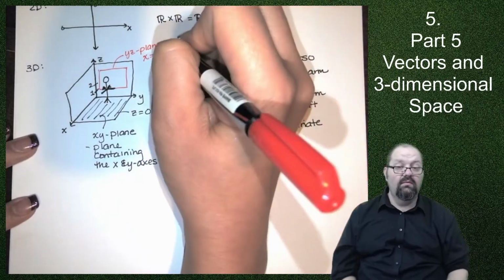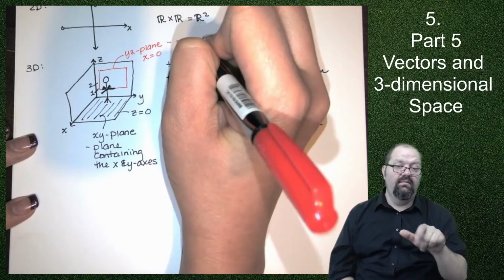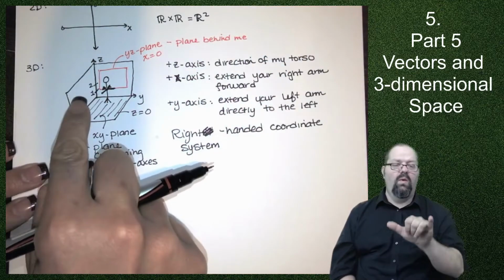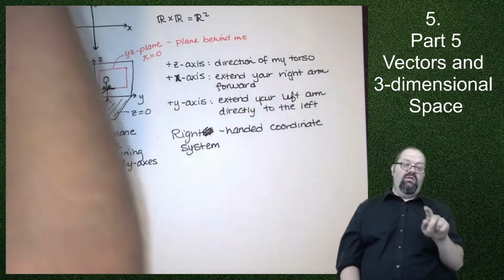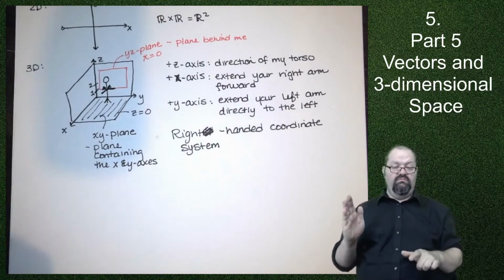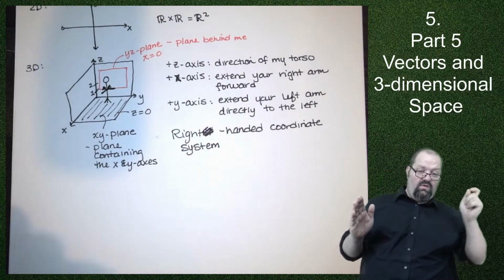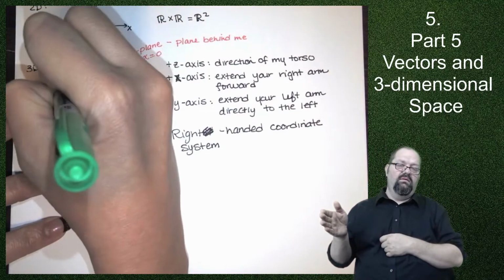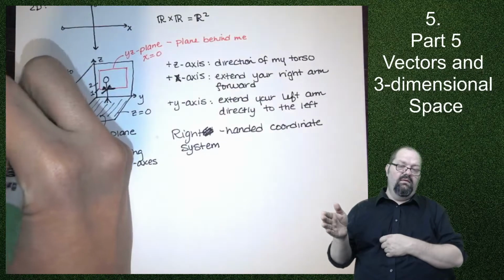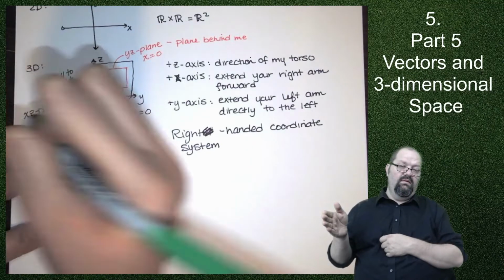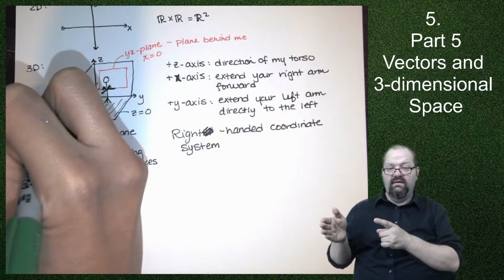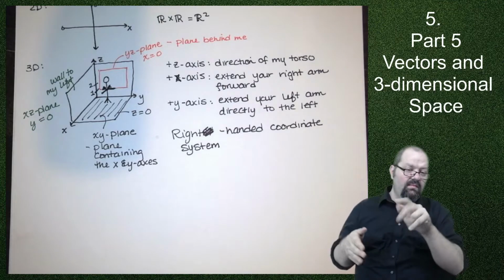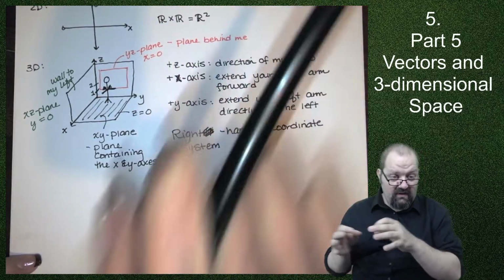The xy plane is the plane that's behind me. And that other wall to my left, separating my classroom from the next person's classroom, that's the xz plane. And its equation is y equals 0. Okay, so that's our coordinate system. That's what it looks like in 3D.